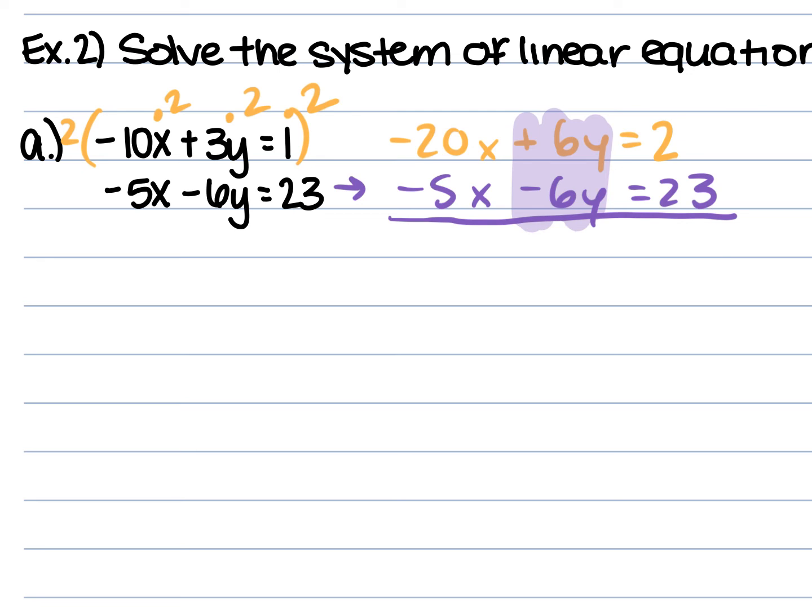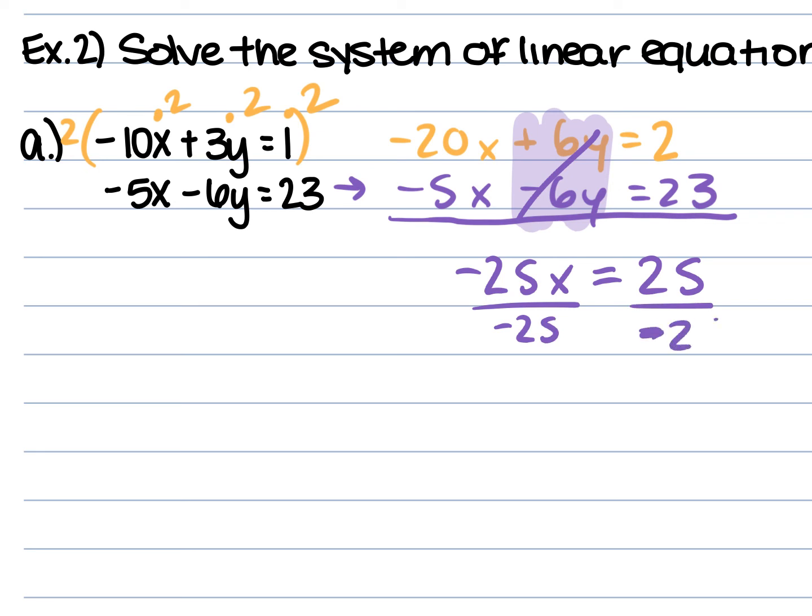What's negative 20x minus 5x? Negative 25x. What happens to the y's? They cancel. And then 2 plus 23? 25. What can I do next? Divide by negative 25. So x is equal to what? Negative 1.